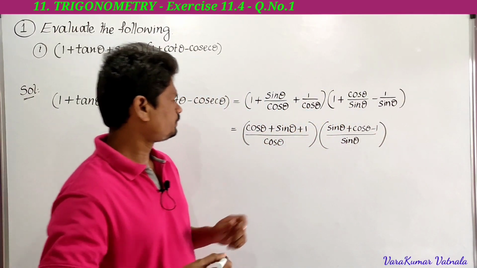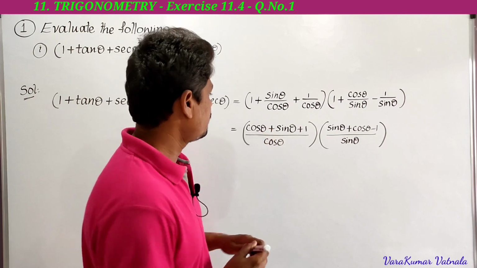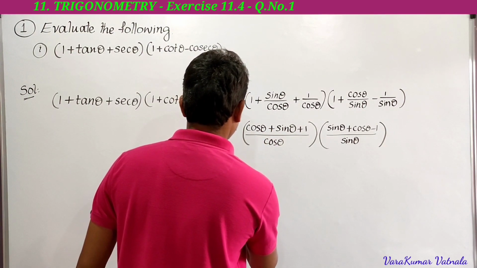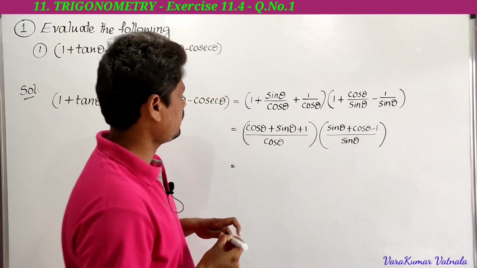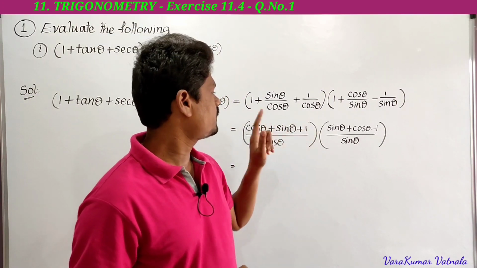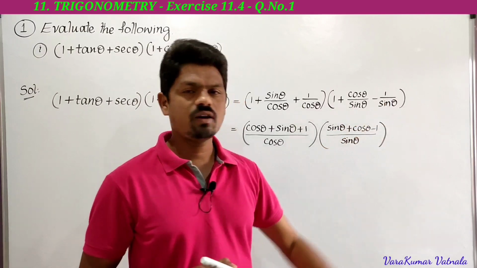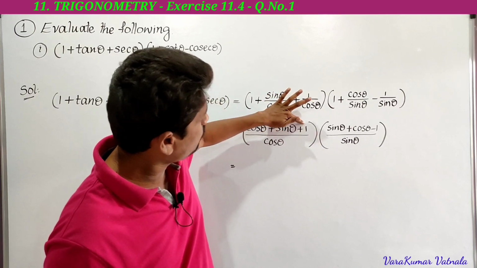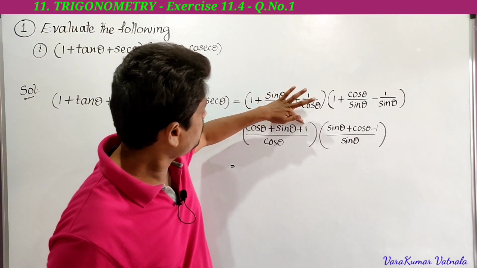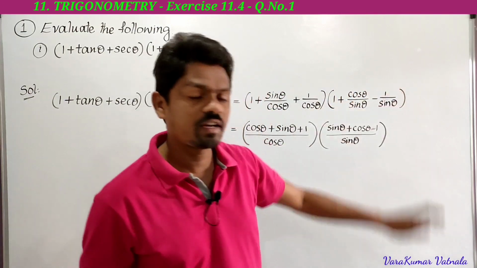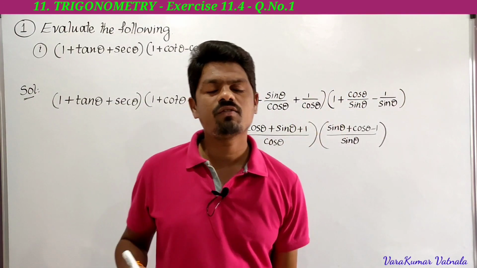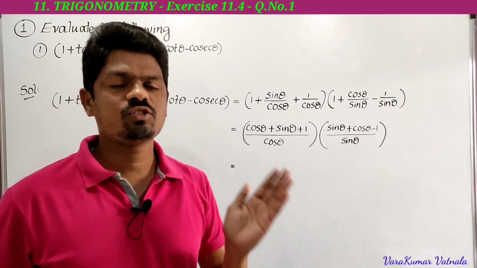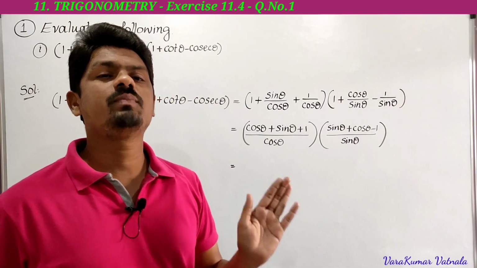So see here now. Observe the numerators and the denominators. I am writing like this. It is just like (sin theta plus cos theta plus 1)(sin theta plus cos theta minus 1). So let this sin theta plus cos theta be A and 1 be B. So it is A plus B, and it is A minus B. So the numerator is in the form (A plus B) into (A minus B), which is equal to A square minus B square.